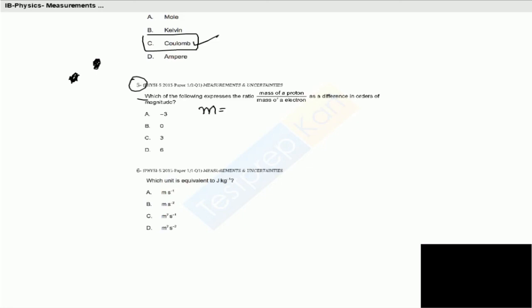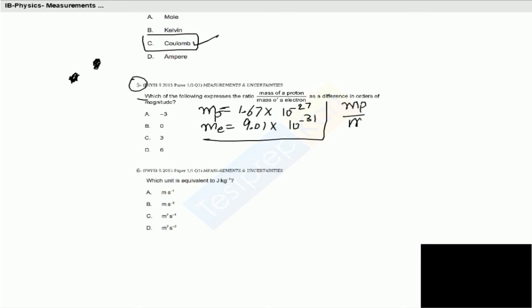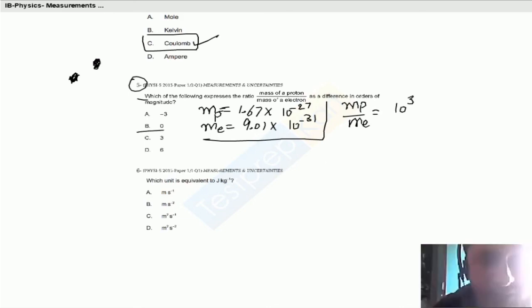Okay. The mass of proton is 1.67 × 10⁻²⁷. Mass of electron is 9.01 × 10⁻³¹. So mass of proton by mass of electron is going to be around 10³, so it should be 10³ into 1.8. Okay, the answer is 3.